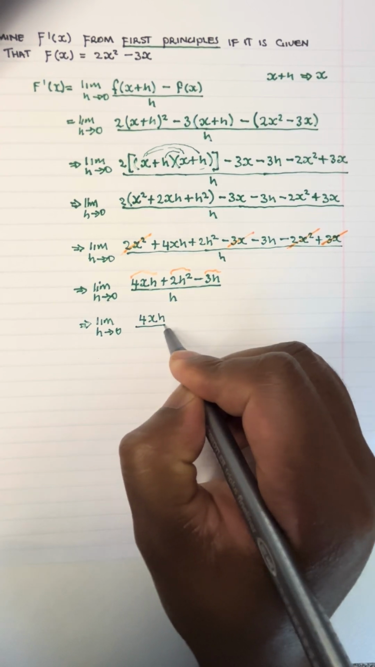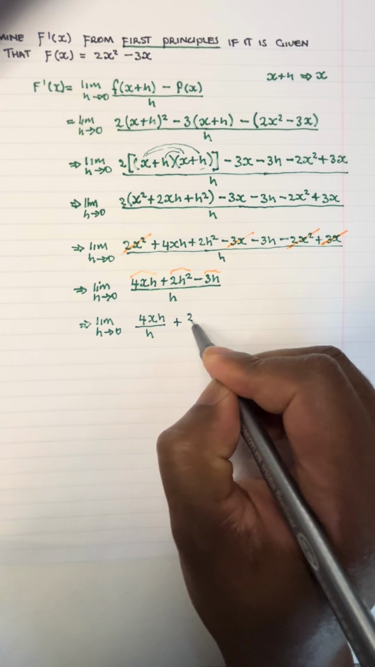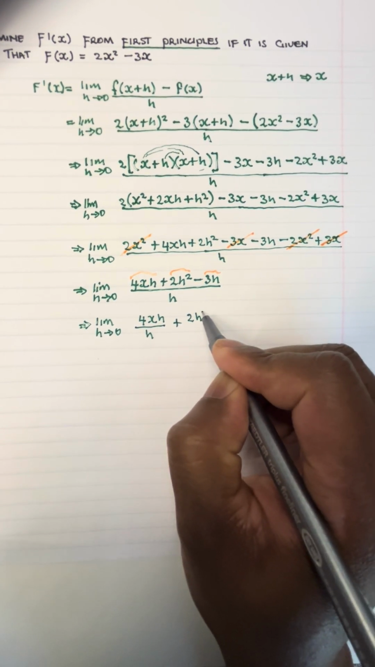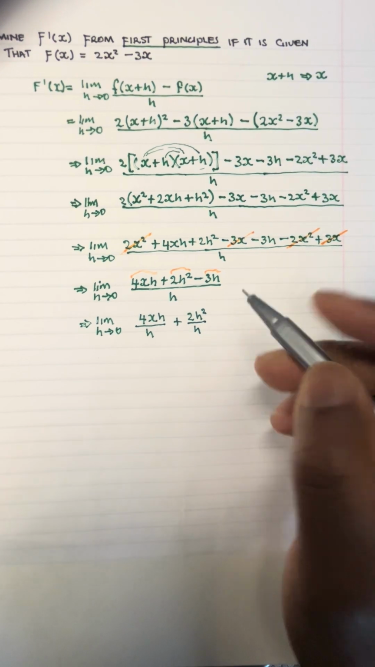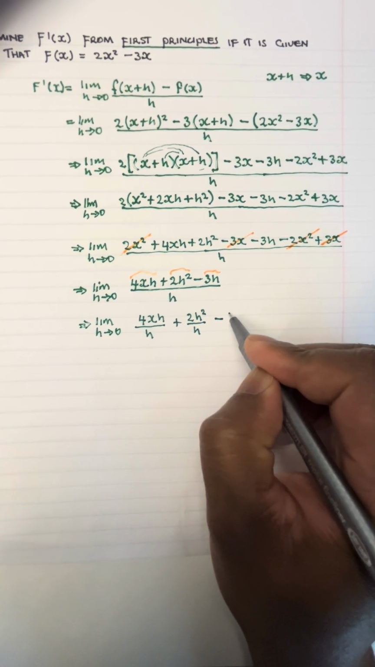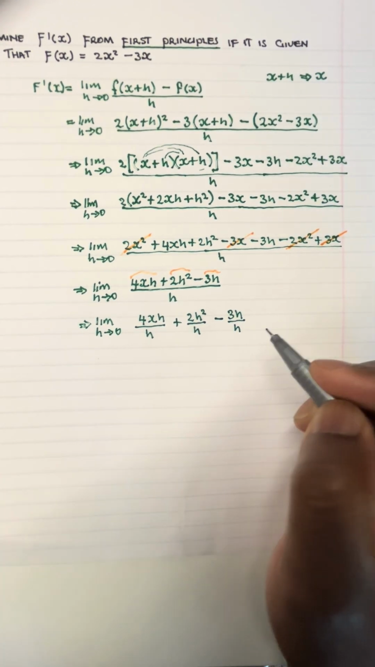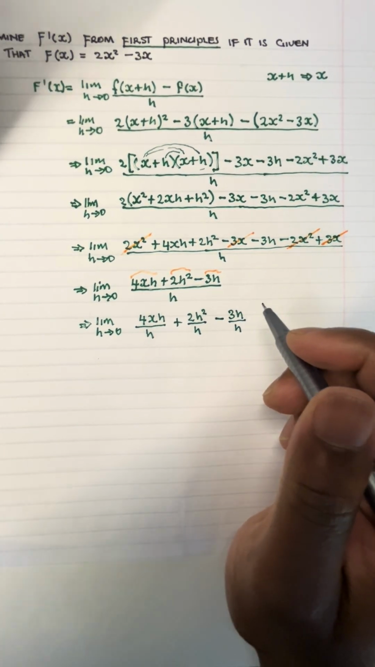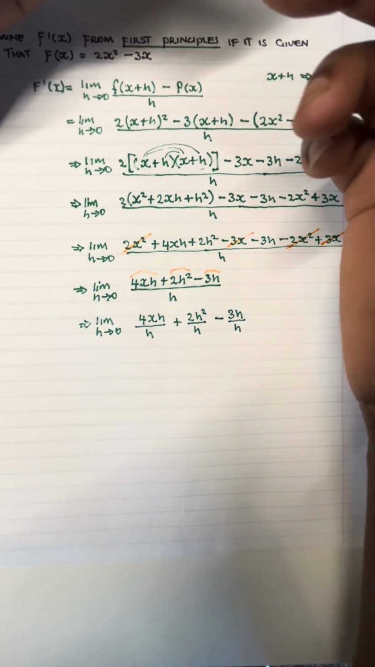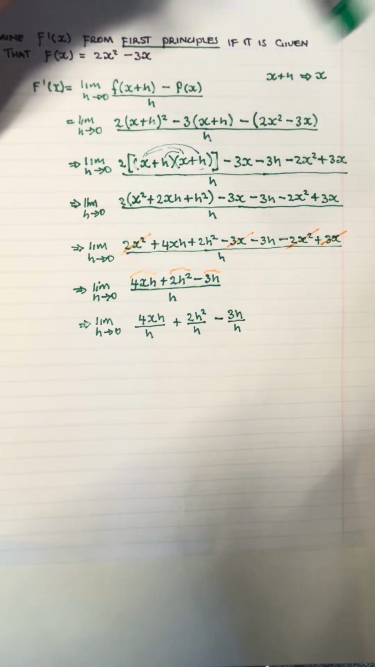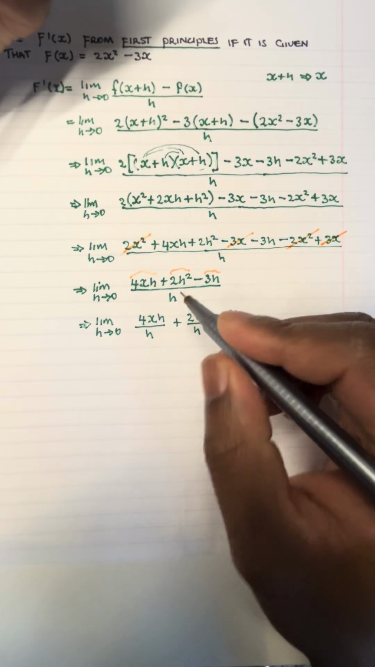So in that way now, given that, you can say 4xh divided by h, plus 2h squared divided by h, minus 3h divided by h. Okay, we do that in algebra. So why do we do it here? It's because now we want to start cancelling the h.